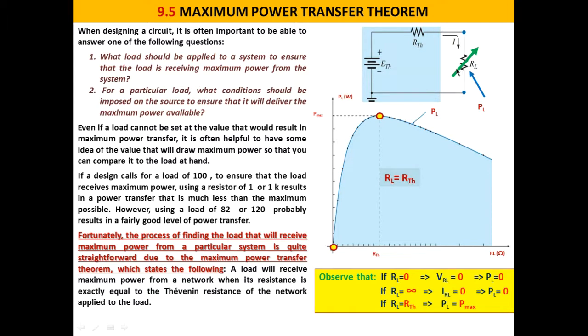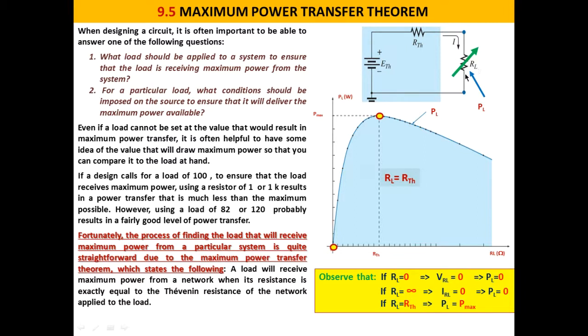We have observed that by measuring the voltage and the current here in the load, and by varying the load from 0 to infinity, to open circuit, we found that the power which will be dissipated in this load will have this shape. As you know, if RL equals 0, the voltage across will be 0, and also the power dissipated or absorbed by the load will be 0.